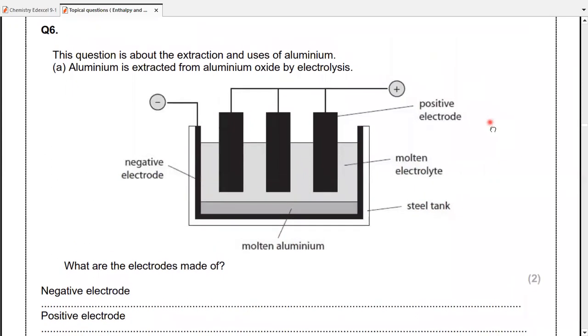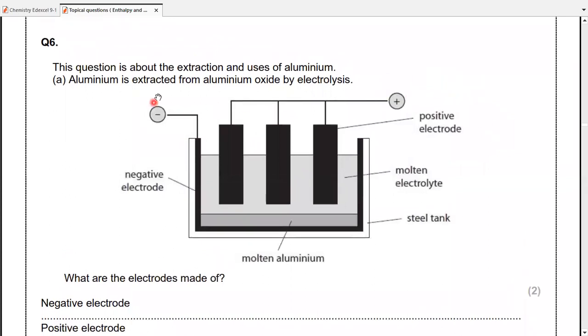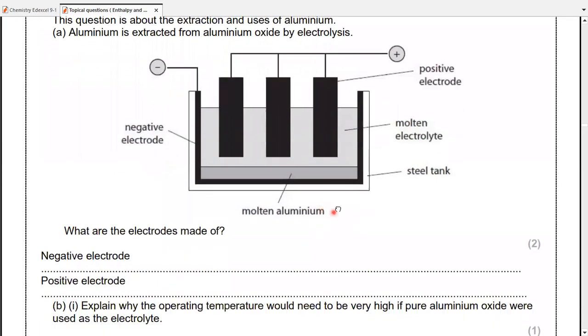Okay, let's go with the question. The question is about extraction and uses of aluminum. First, part A: aluminum is extracted from aluminum oxide by electrolysis. We can see a negative electrode, a positive electrode, molten electrolyte. You know what this electrolyte means? Anything that can conduct electricity. Well, this really was a mixture. We'll discuss what this mixture was. Then there is a steel tank, and at the bottom, we collect the molten aluminum.